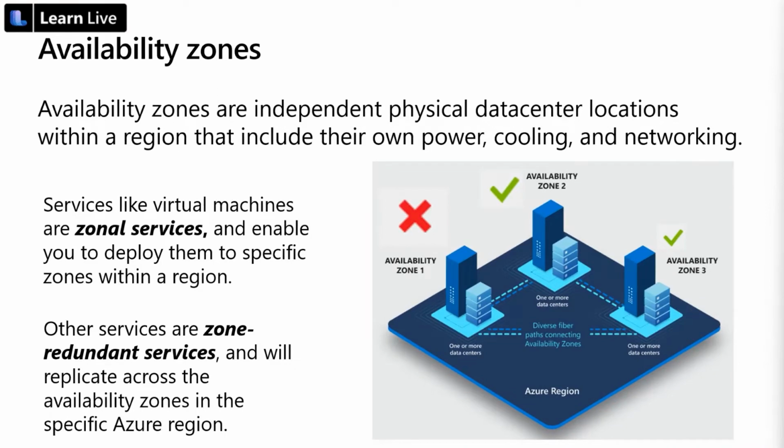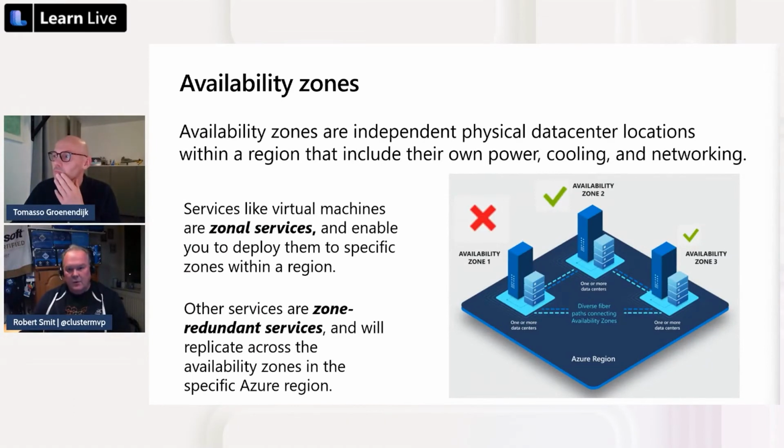So if you have an application and you think it's really important that it keeps running, then you can select an availability zone, and then the workload in case of a disaster will go over to the different region. Services like virtual machines are zonal services and are able to be deployed to specific zones within the region. Other services are zone redundant services, and they will replicate across the availability zones in the specific regions.